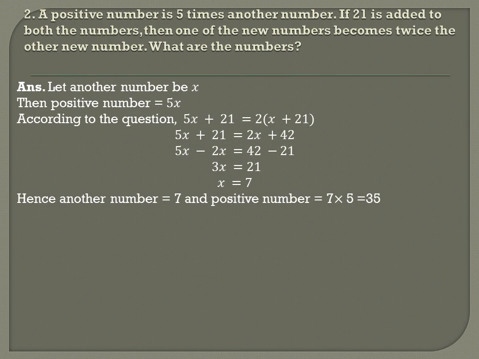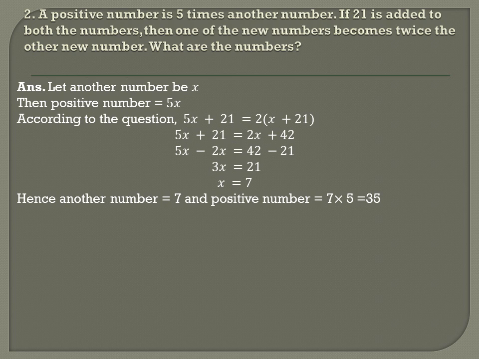Second question. A positive number is 5 times another number. If 21 is added to both numbers, then one of the new numbers becomes twice the other new number. What are the numbers? Here it is described two numbers. One positive number is 5 times another number. Therefore, this another number can be taken as x. That is, the second number can be taken as x. Therefore, the positive number becomes 5 times this other number, that is 5 into x. Okay, the two numbers are x and 5x.